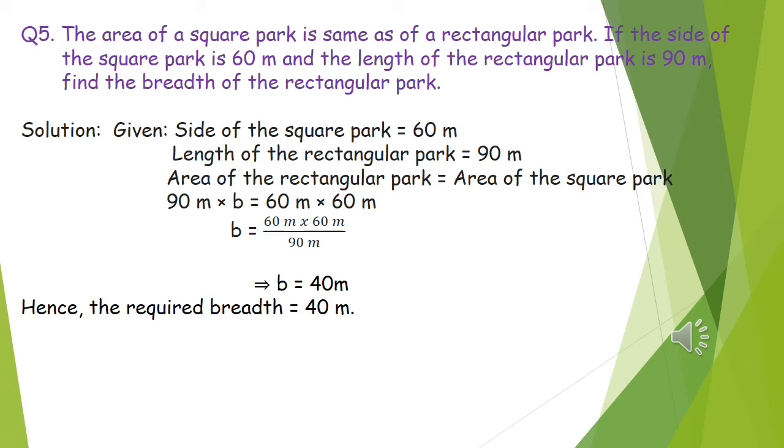Now, the formula for the area of a square is side into side. That means 60 into 60 meter square. And the formula for the area of a rectangle is L into B. So we are getting 90 into B for the area of the rectangle. So we can equate them. 90 into B is equal to 60 into 60. So B will be equal to 60 meter into 60 meter divided by 90 meter. That means B is equal to 40 meter. Hence the required breadth is equal to 40 meter.